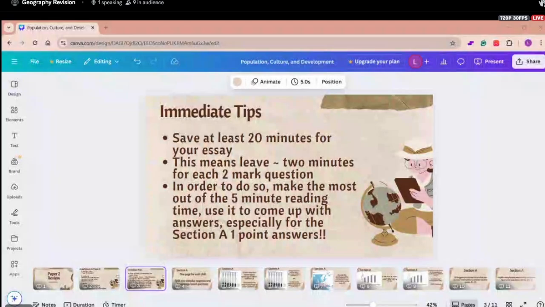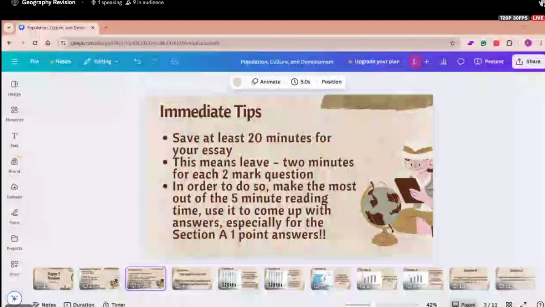Okay? So that's the real trick behind this: don't take the reading period for granted, because it's really helpful and it'll allow you to really understand the questions and know what you're going to answer, so that once the reading period is done, you get to start immediately.